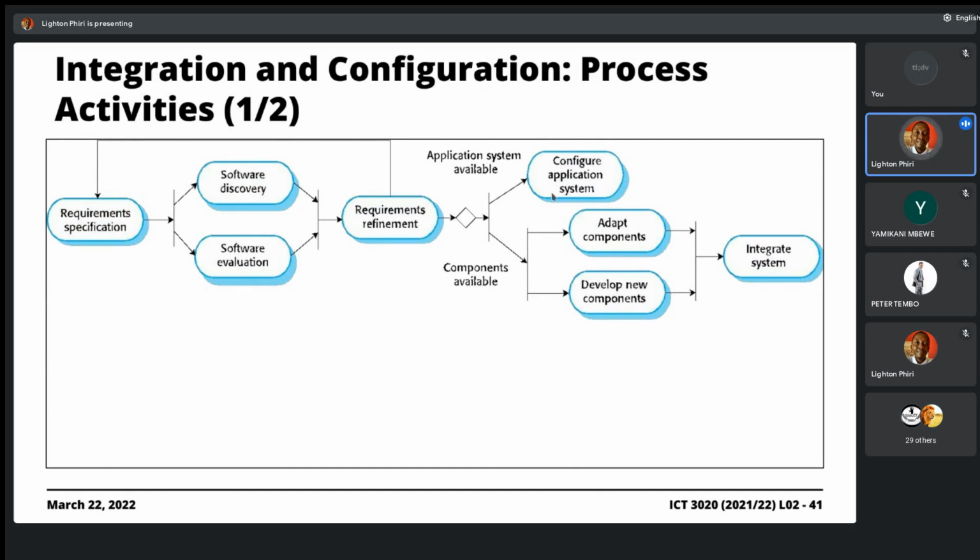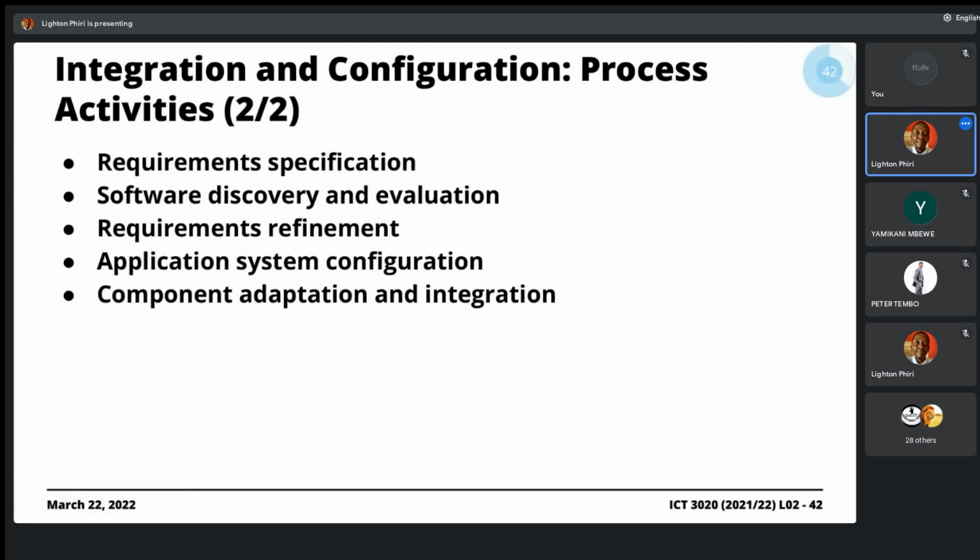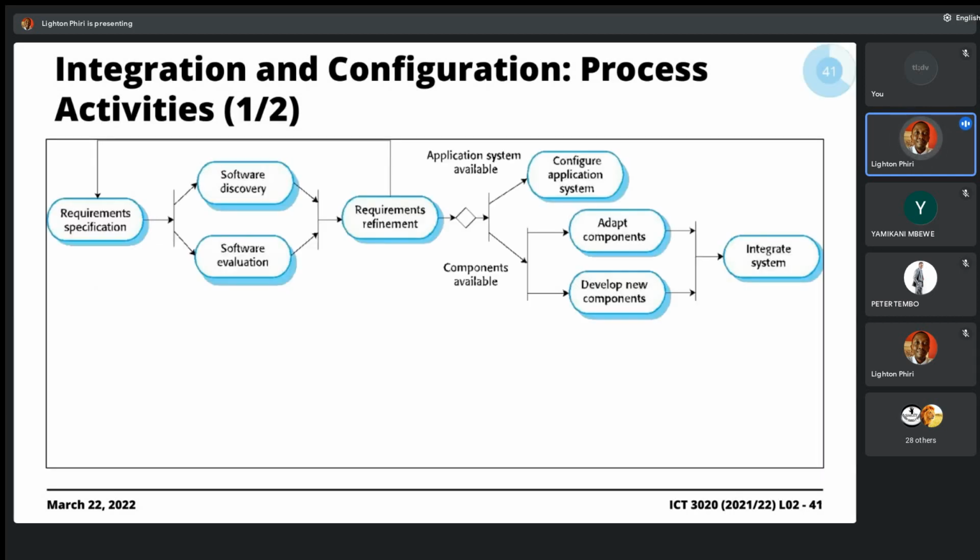You will notice here that at some stage, when you refine the requirements, you would loop back here, you make changes to the software requirement specification after you discover this, and then you evaluate whether or not the piece of software is appropriate for what you're doing, and then you proceed. Right, so just enumerating these different process activities associated with integration and configuration, just listing the things we are seeing here.